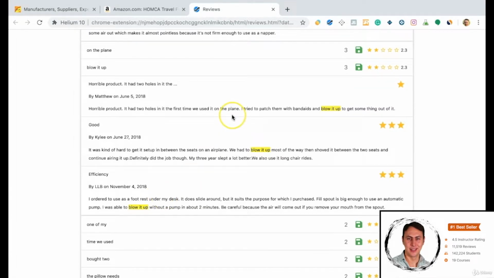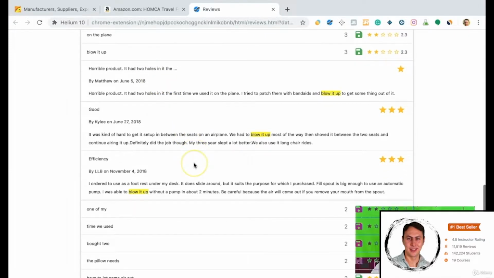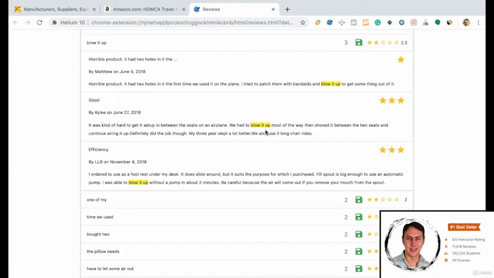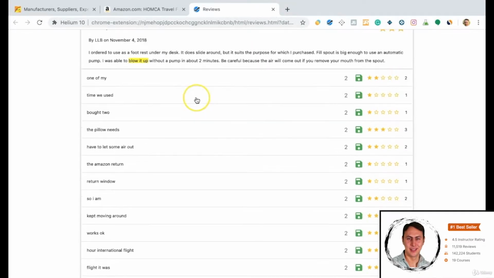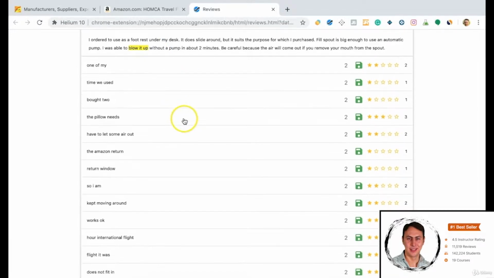In this comment, they mentioned that there were 2 holes on the product. It is a problem for a product which is filled with air. The quality is important for this product. It loses air and is likely to blow out. This one mentioned what you should care about while you blow up without a pump. The pillow needs this, and the title might be important.